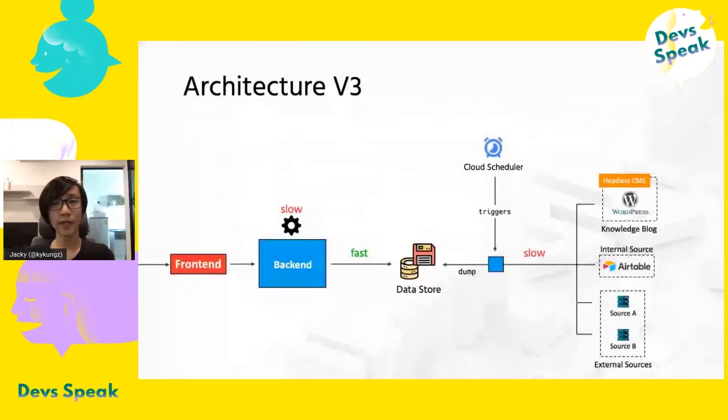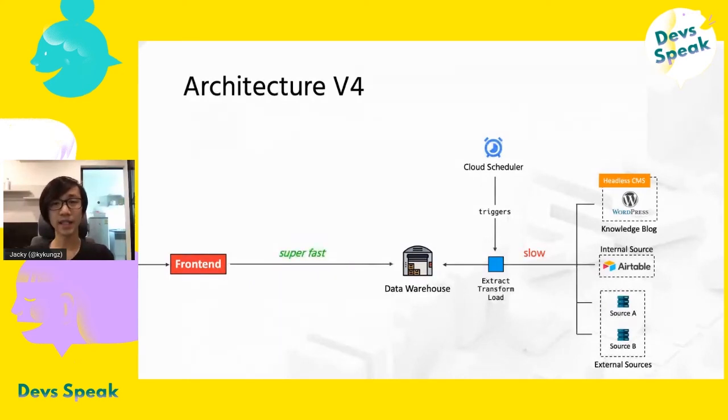So instead of dumping the data as is, we compute all the data beforehand and save those ready-to-serve data into our data warehouse. So this way, we don't need to compute the data on every request. And even faster, because the data is already ready to serve, we just directly fetch the data from the data warehouse without having an extra hop to our backend.